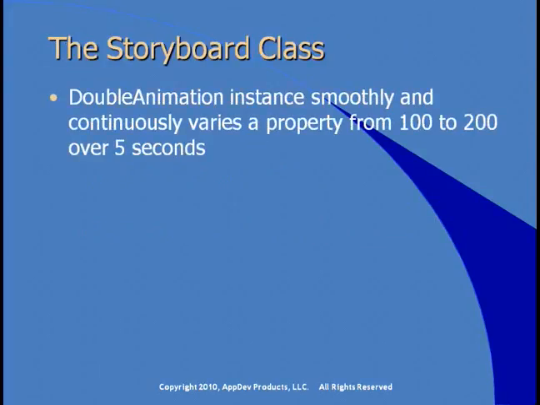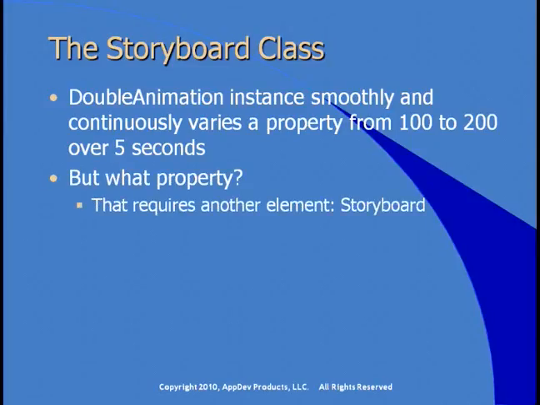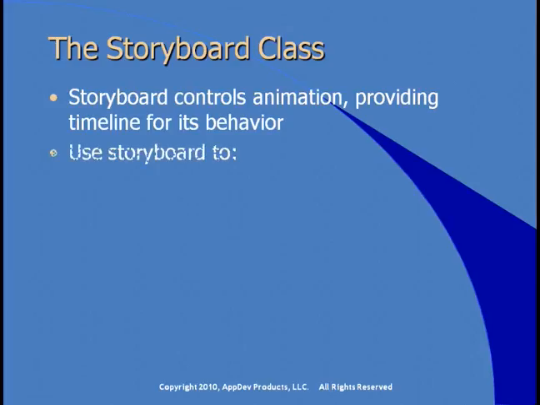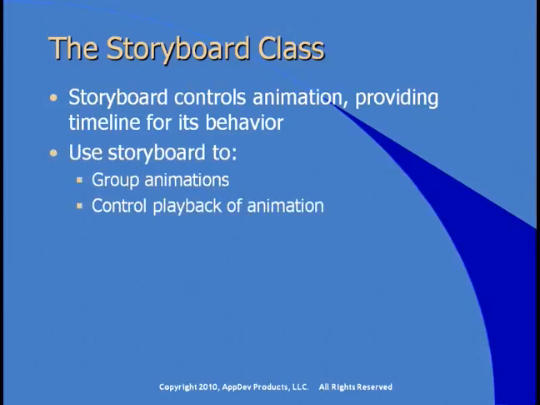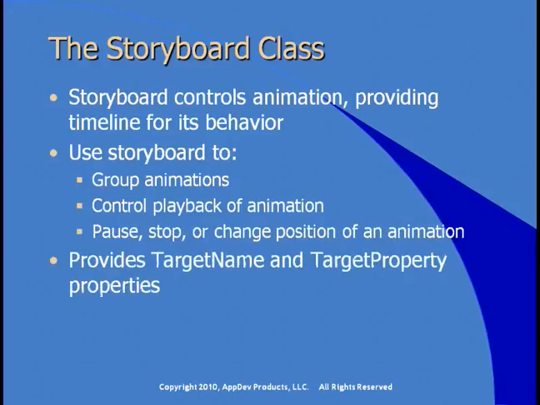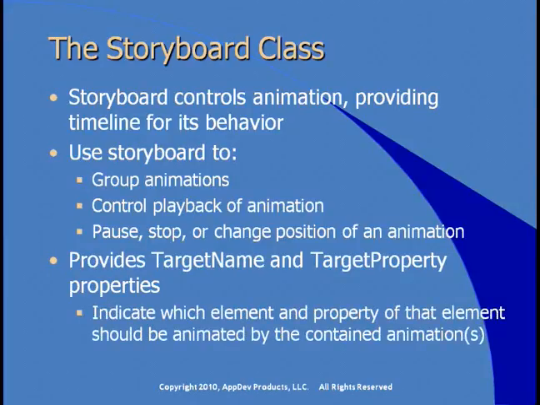The double animation instance that you saw smoothly and continuously varies a property from 100 to 200 over a period of 5 seconds. But what property of what object? That requires another element, the storyboard. The storyboard class controls animation, providing a timeline for its behavior. You use a storyboard to group animations, to control the playback of animation, and to pause, stop, or change the position of an animation. It provides target name and target property properties, and these indicate which element and which property of that element should be animated by the contained animation or animations.